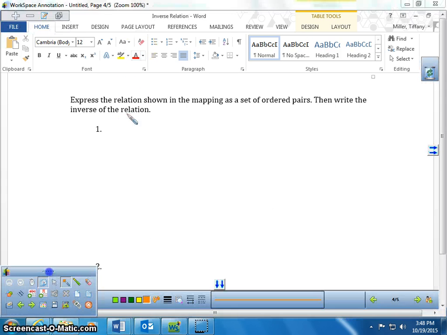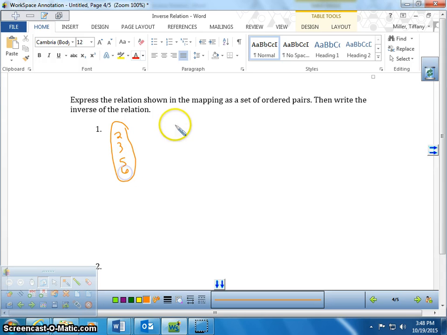On your paper, you have a mapping: 2, 3, 5, 6, negative 4, negative 7, negative 8. You have arrows 2 to negative 4, 3 to negative 4, 5 to negative 7, and 6 to negative 8. You're going to express this relation as a set of ordered pairs. Then they want you to write the inverse.